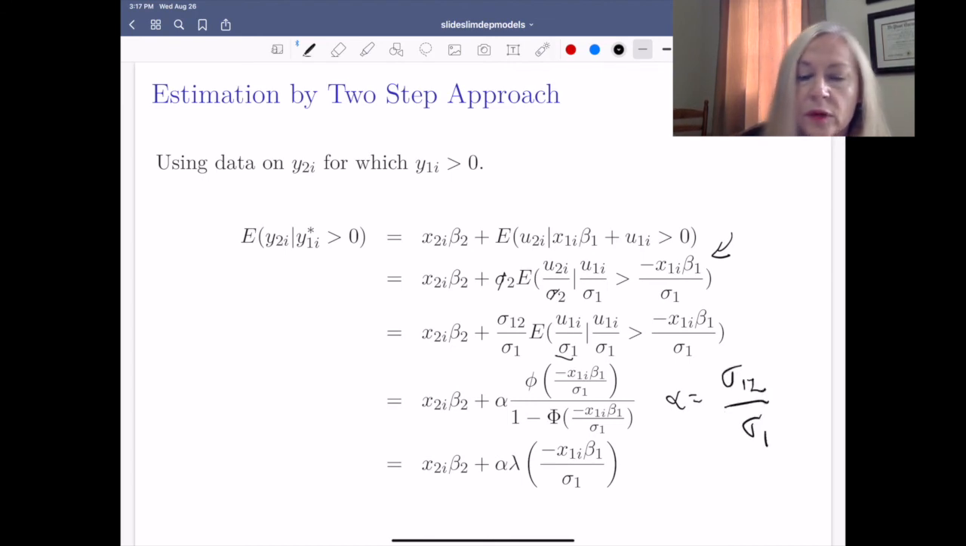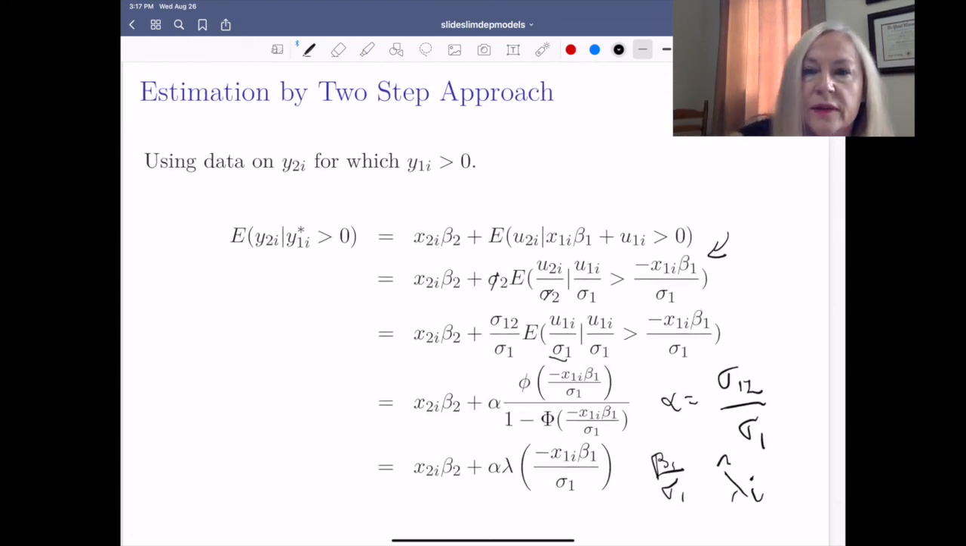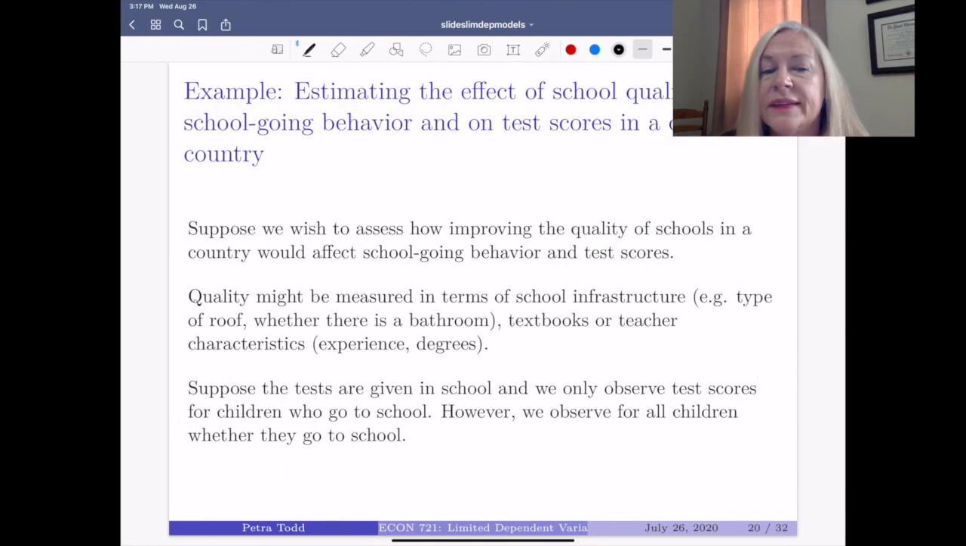But you do this in two steps normally. So the first step is just, is y2 observed or not? That'll give you beta 1 over sigma 1. And then you can form your Mills ratio. And then you can estimate the second stage regression, including the Mills ratio. So this is an example.